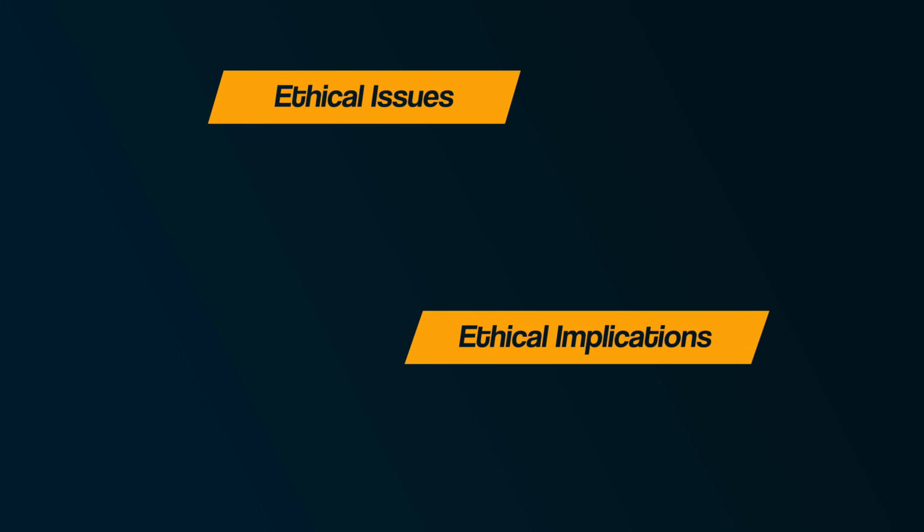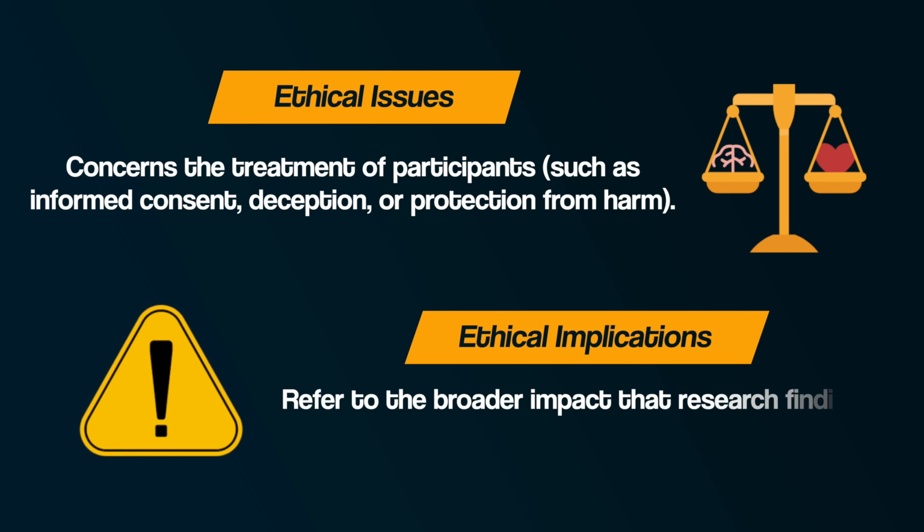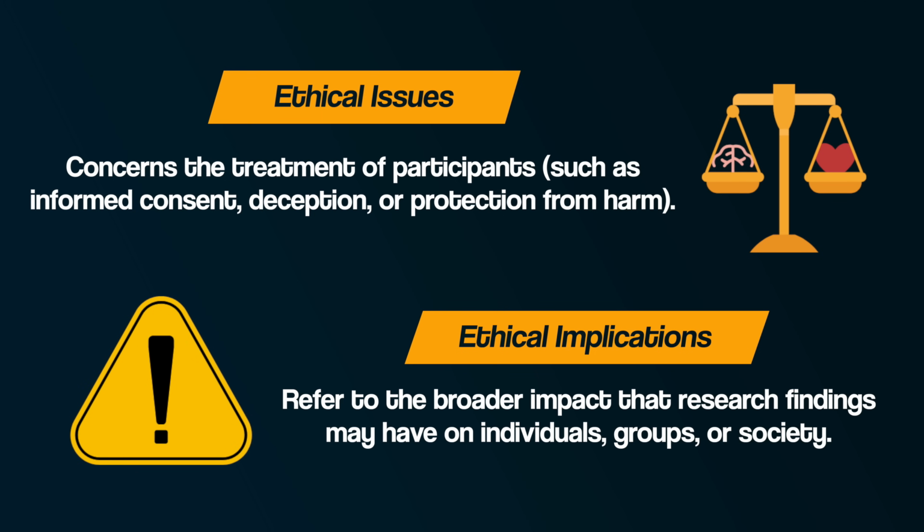In psychological research, it is crucial to distinguish between ethical issues and ethical implications. While ethical issues concern the treatment of participants, such as informed consent, deception, or protection from harm, ethical implications refer to the broader impact that research findings may have on individuals, groups, or society. Some research findings may lead to unintended negative consequences, such as reinforcing prejudice or justifying discrimination.